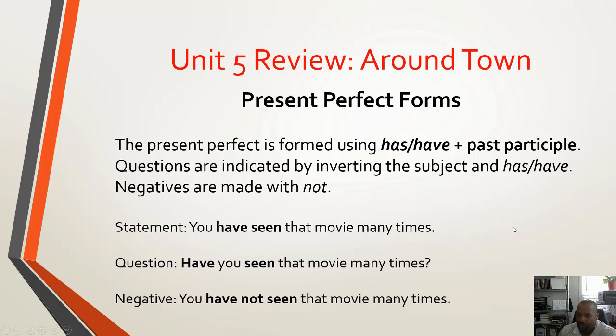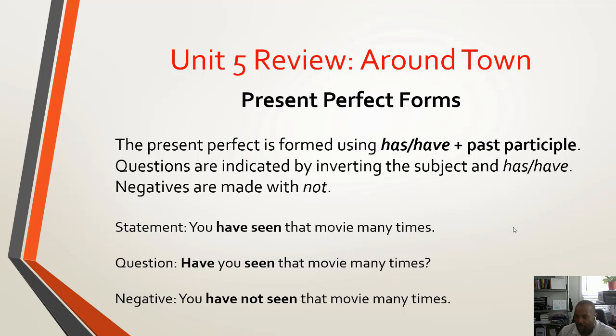Present perfect forms. The present perfect is formed by using has or have, so this depends on who or what you're talking about: I have, you have, he, she, it has, we, they have, plus the past participle verb. Questions are indicated by inverting or switching the subject and has or have. Negatives are made with not.